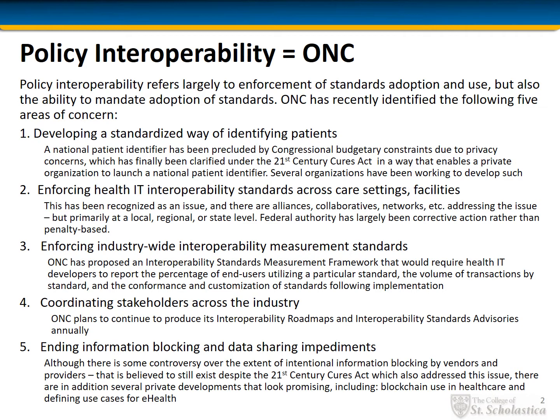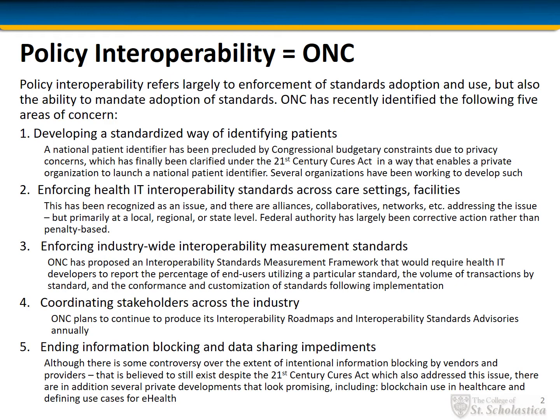Developing a standardized way of identifying patients was the first thing that came out of ONC's mouth, essentially. A huge issue. A national patient identifier has been precluded by congressional budgetary constraints due to privacy concerns in the past. This has finally been clarified under the 21st Century Cures Act in a way that enables a private organization to launch a national patient identifier. Several organizations have been working to develop such. And this is being encouraged by ONC, which has its own effort as well.